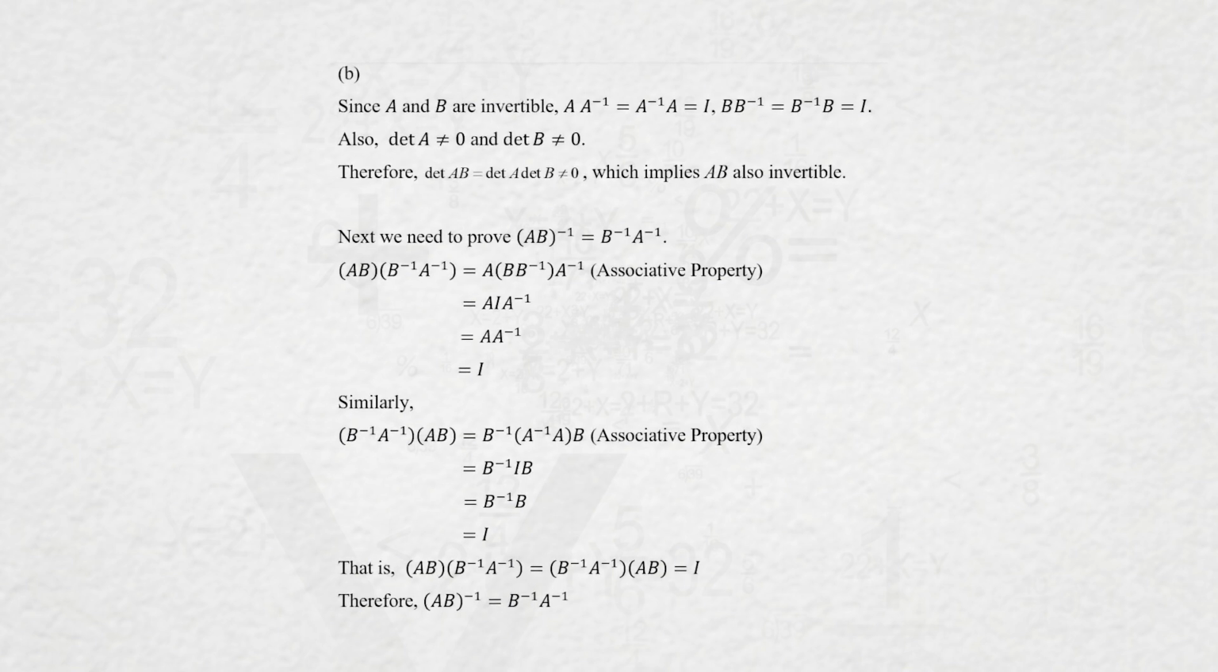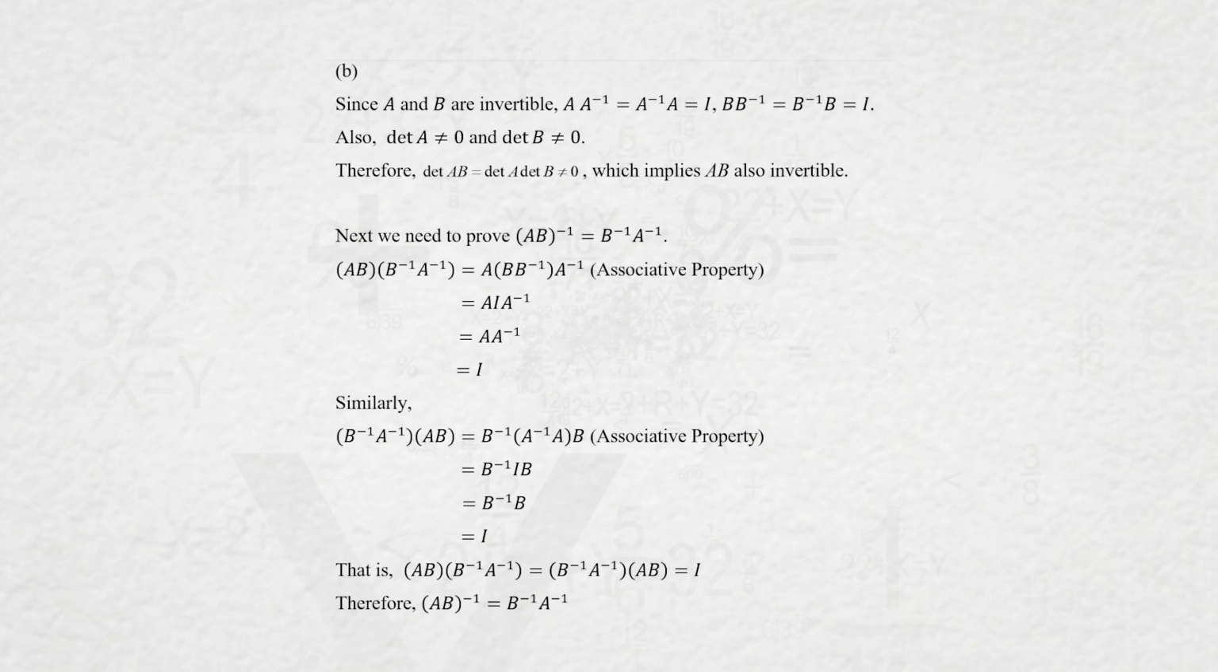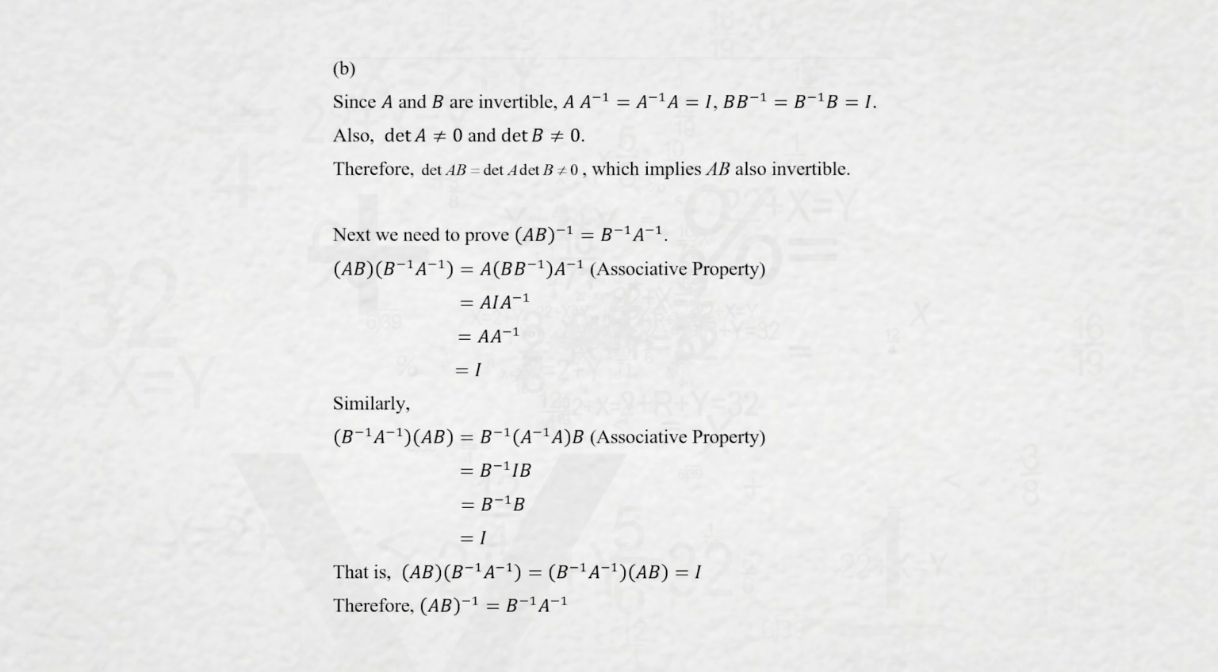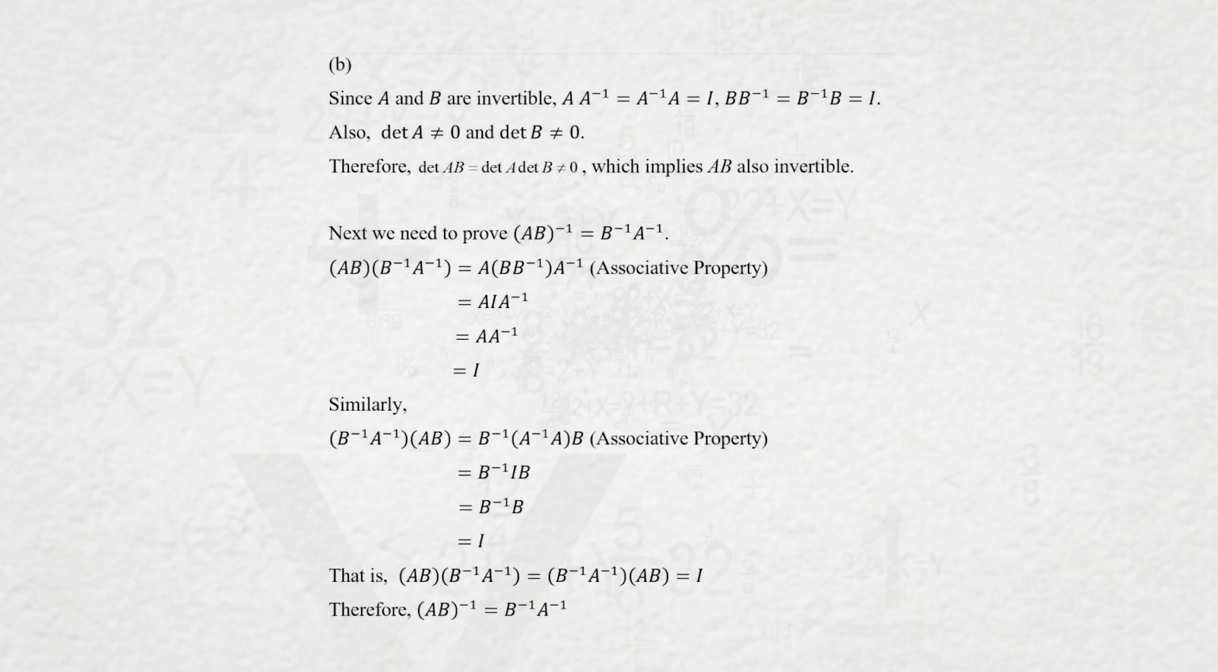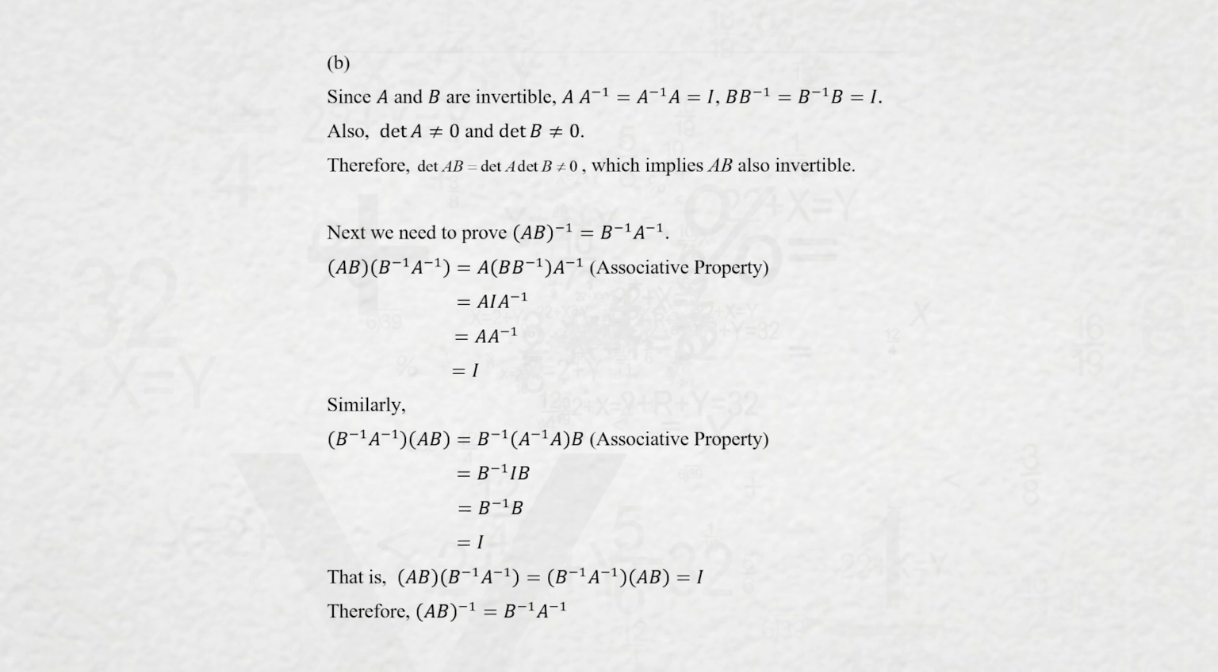Next, we need to prove that AB the whole inverse is equal to B inverse times A inverse. Now, AB into B inverse A inverse is equal to A times B B inverse times A inverse. This is by the associative property. So, instead of B B inverse, we can substitute I. Therefore, A A inverse is equal to I once again.